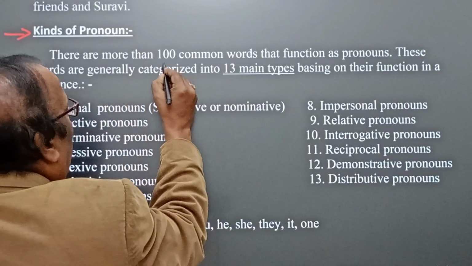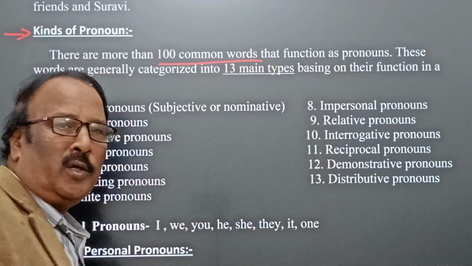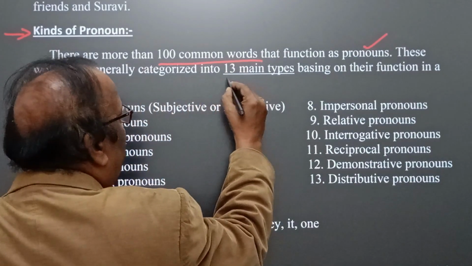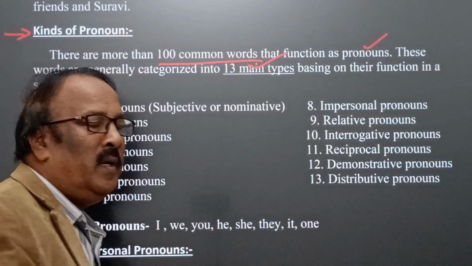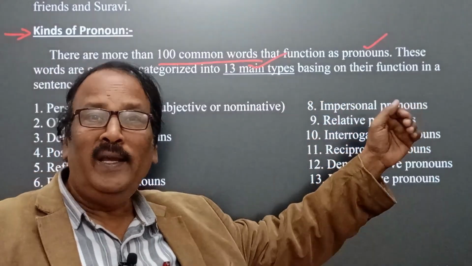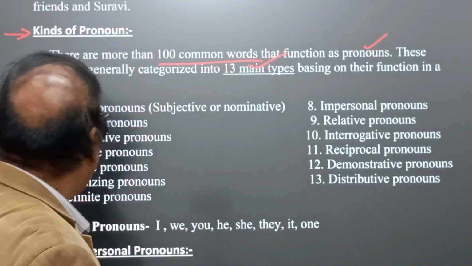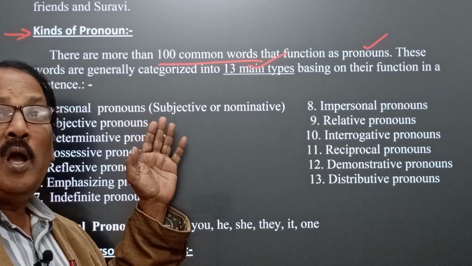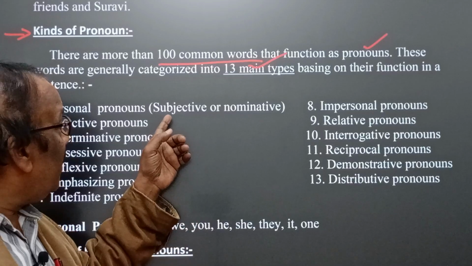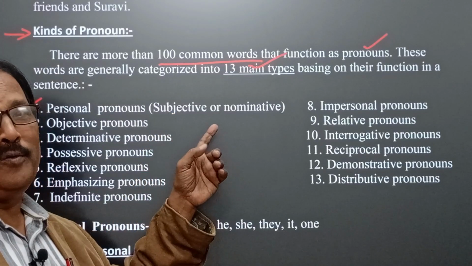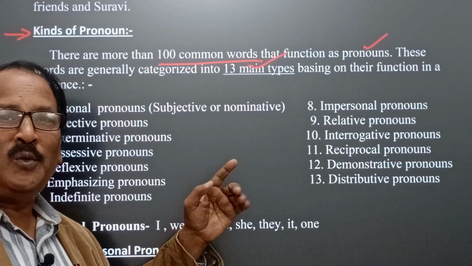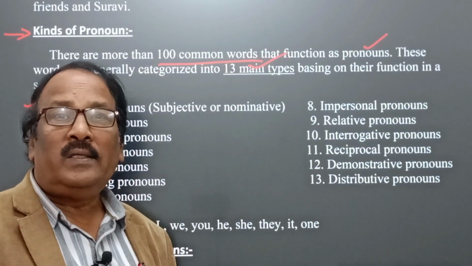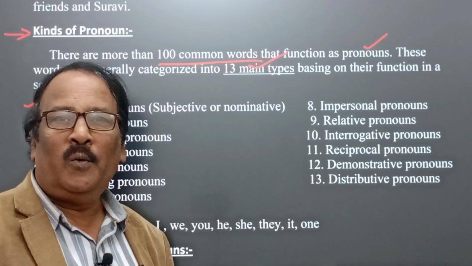Kinds of pronouns. There are more than 100 common words that function as pronouns. These words are generally categorized into 13 main types based on their function in a sentence. Let's see. Number 1, personal pronouns. They are used as a subject and hence they are also known as subjective pronouns or nominative pronouns, like I, we, you, he, she, they, it, one.